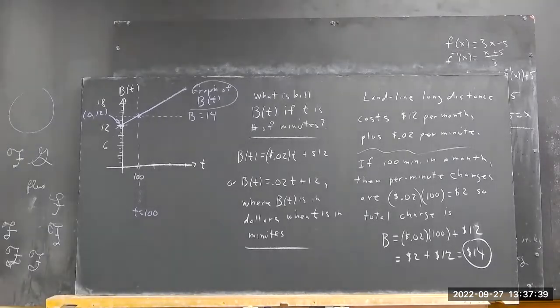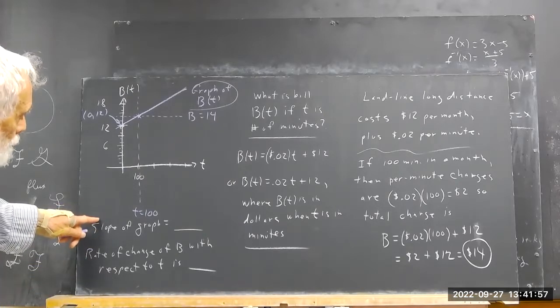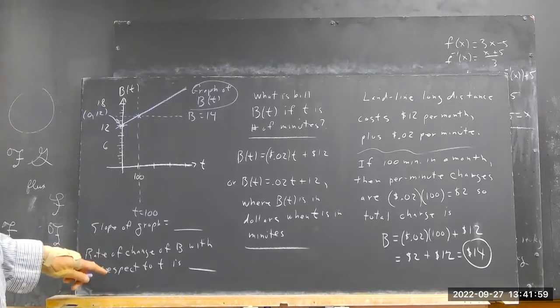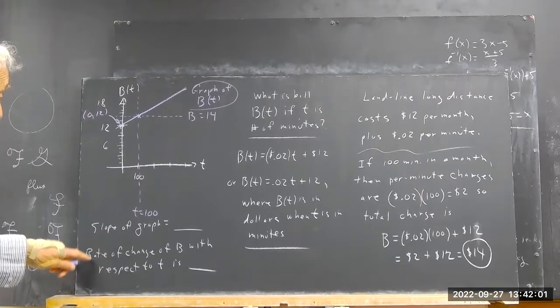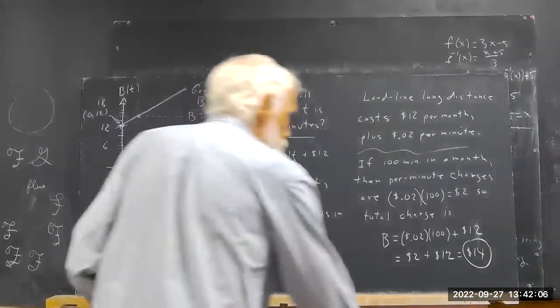So I'm going to ask you now, what's the slope of this graph? We'll ignore the slope for a minute. I'll do that. Okay. Rate of change of B with respect to T is what? Change of Y and change in T.